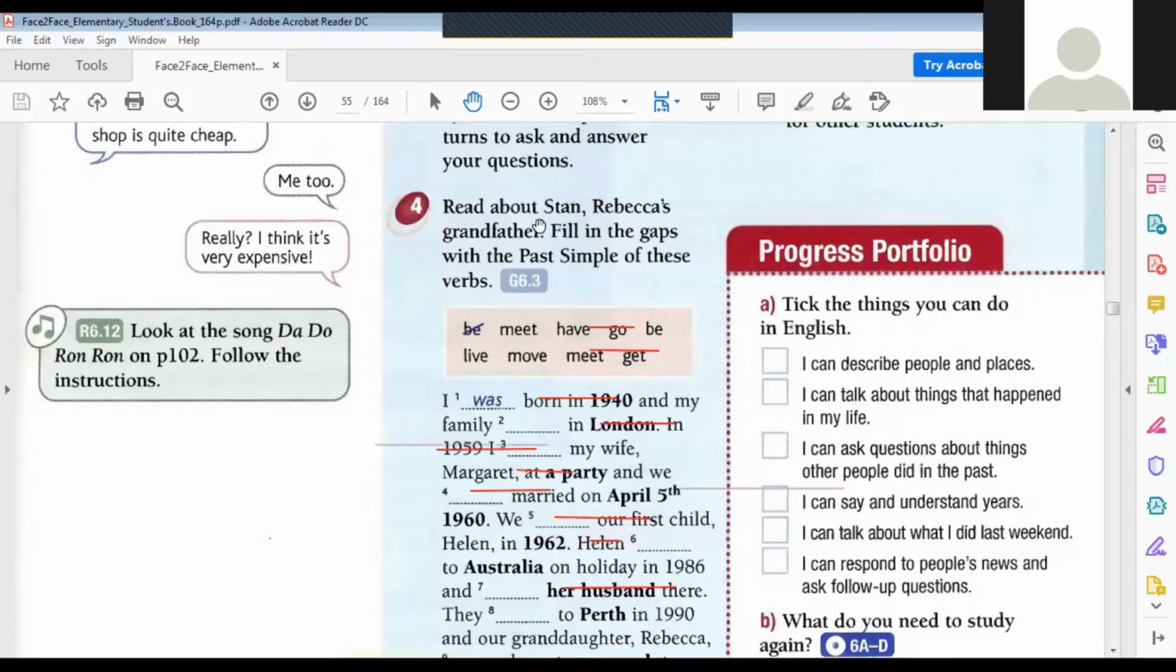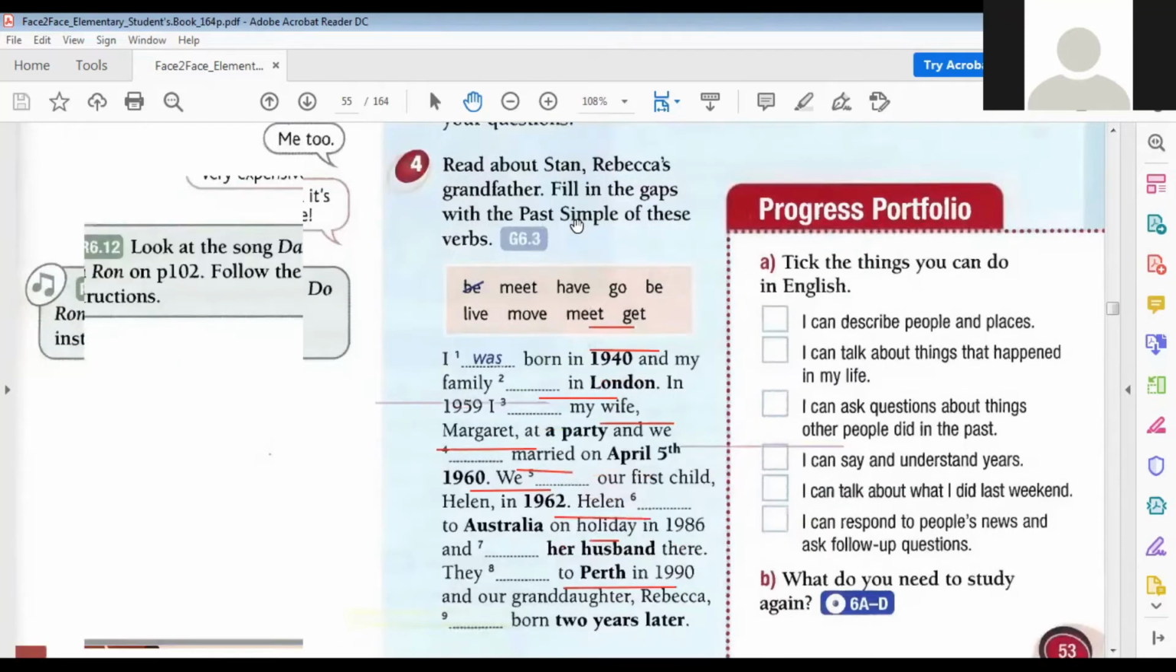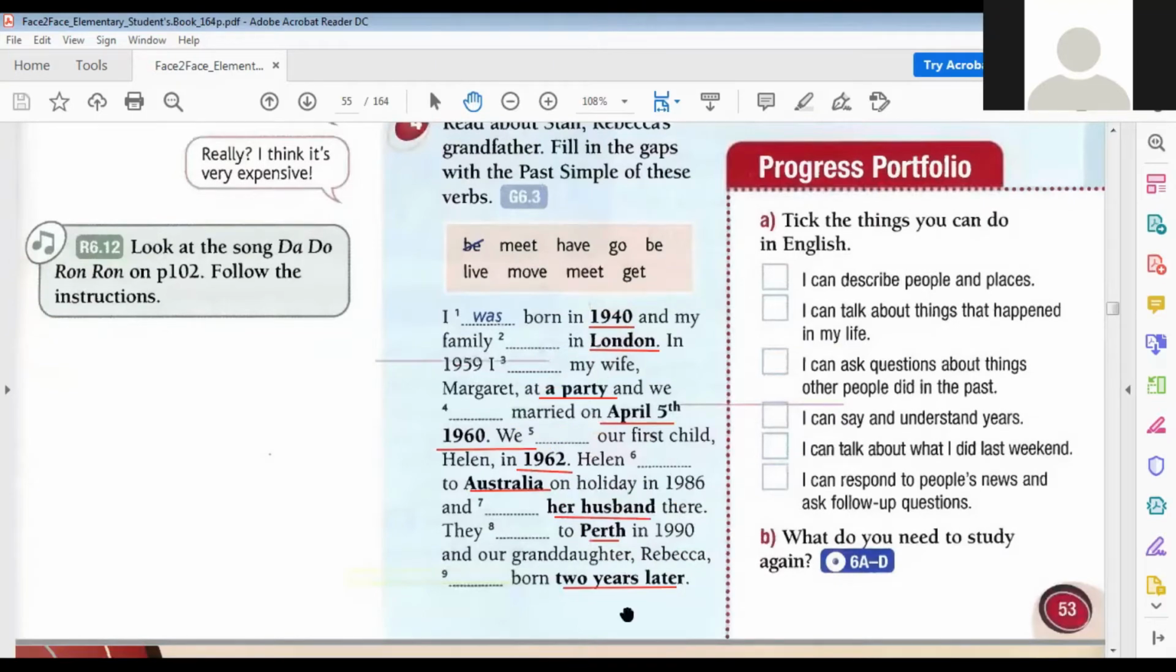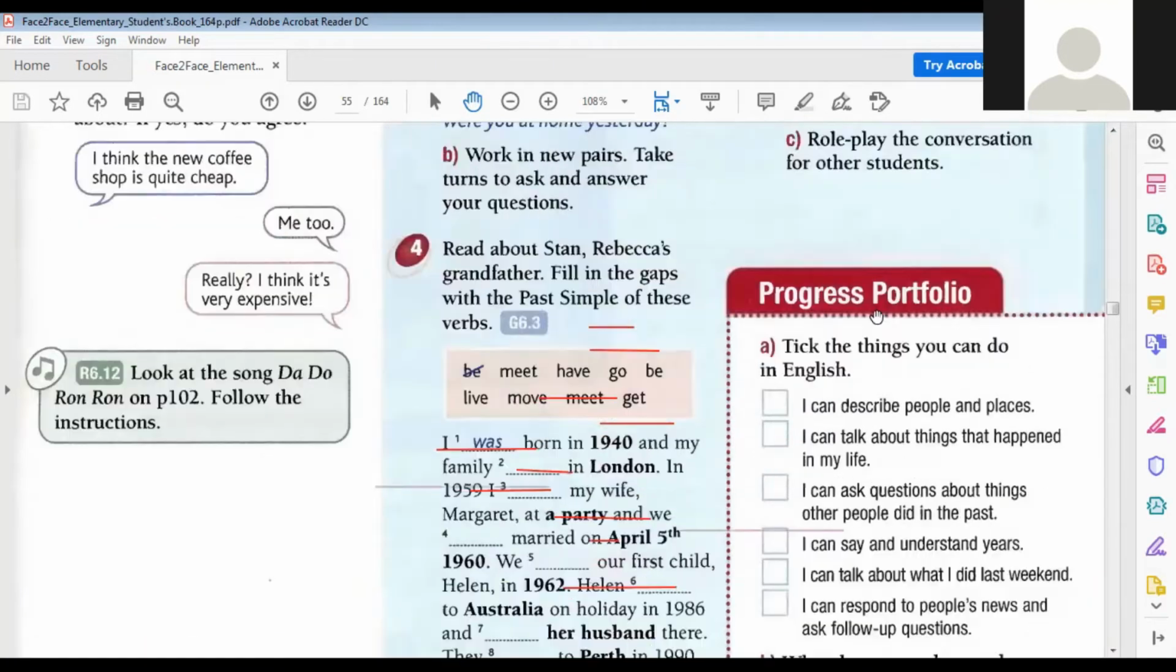Remember Rebecca? We talked about Rebecca and Margaret and what's her name? What's the mother's name? Can you remember the mother's name? Helen. Margaret, Helen, and Rebecca. Remember? So Stan, this is Rebecca's grandfather. This is Margaret's husband. Okay? So what I want you to do is make questions about these bold words. So look at the examples.